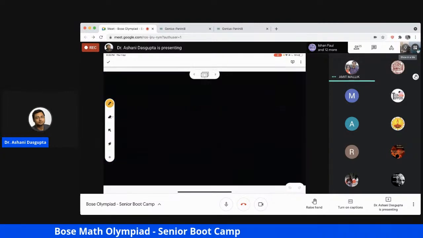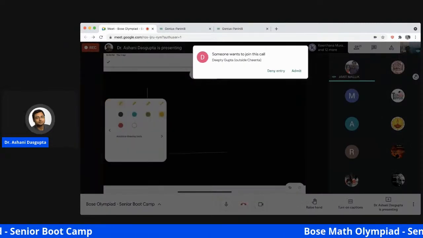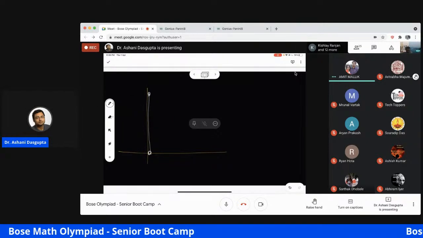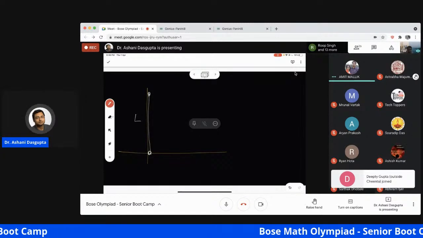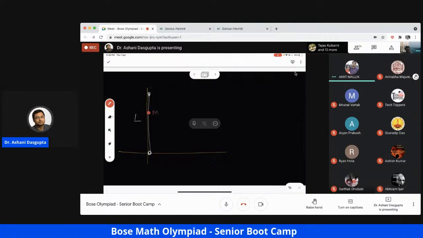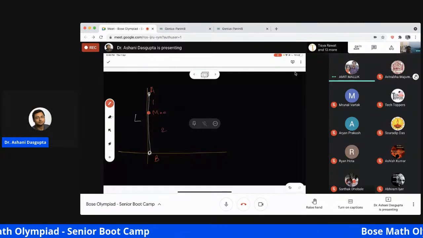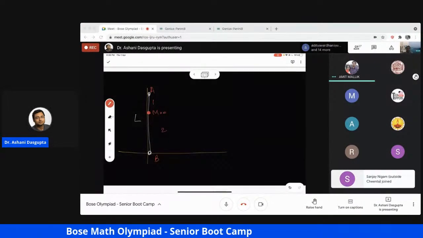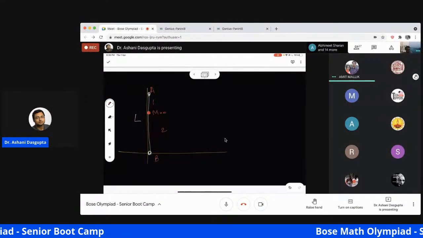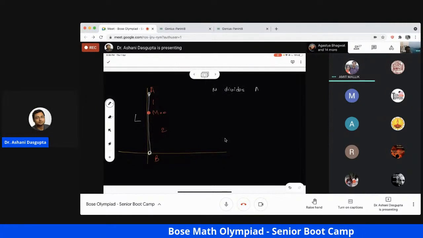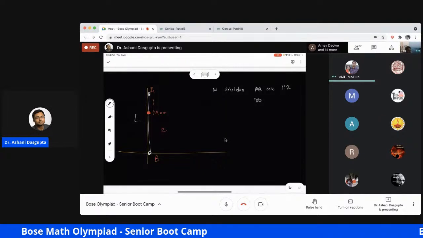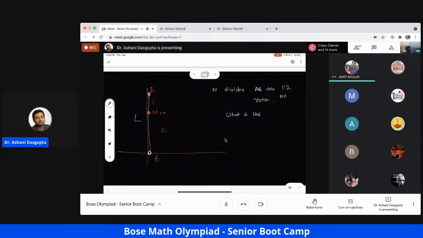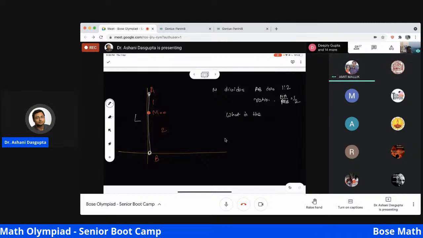Now that we have learned this, let's modify this locus question a little bit. Let's say that we have a ladder L again, but this time the point M is not in the middle. It's dividing AB into a 1:2 ratio. So I'll write that again: M divides AB into 1:2 ratio. MA by MB is 1/2. What is the locus of M?